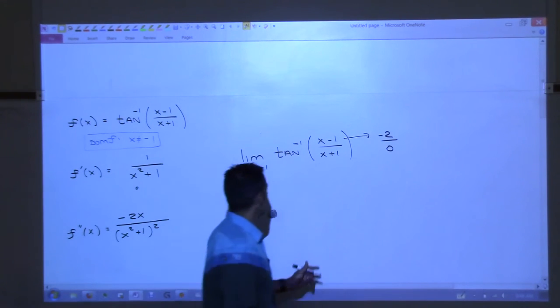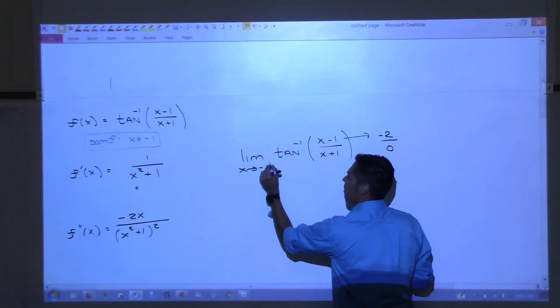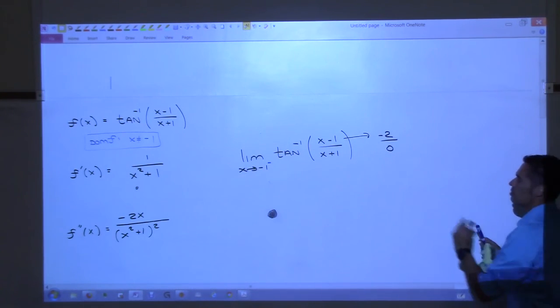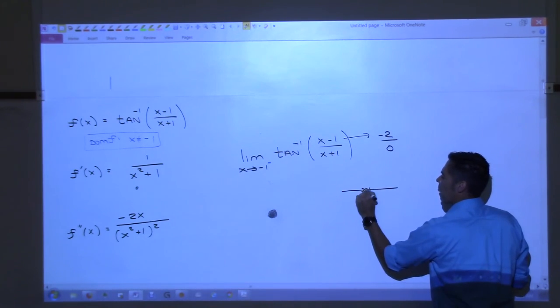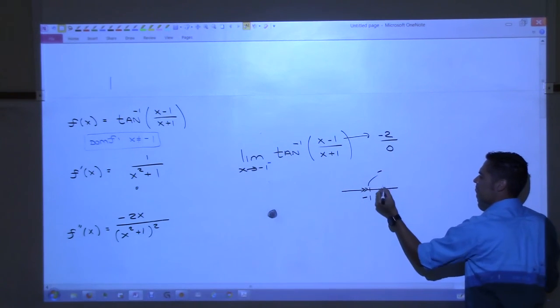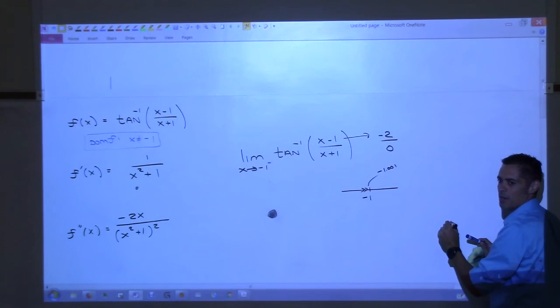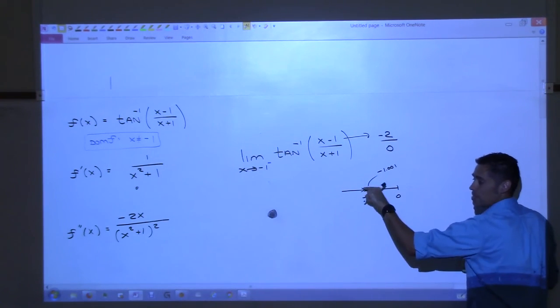So let me try something. Let me come in from one side. Let me come in from the left side. Now what I'm doing is I'm taking the number line, I'm coming in to -1, coming in from the left. So I pick a number in here like -1.001. Be careful, know where you are here, right? 0's here, so -1.001 is over here on the left side.